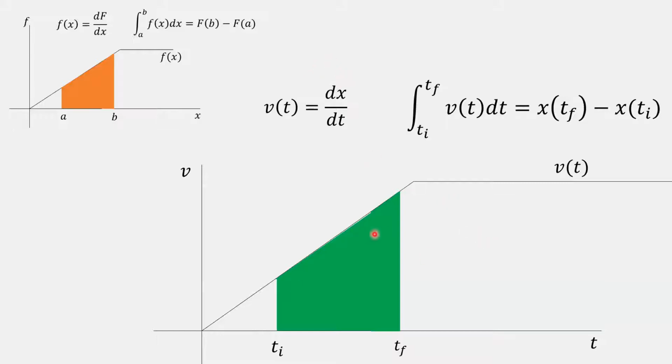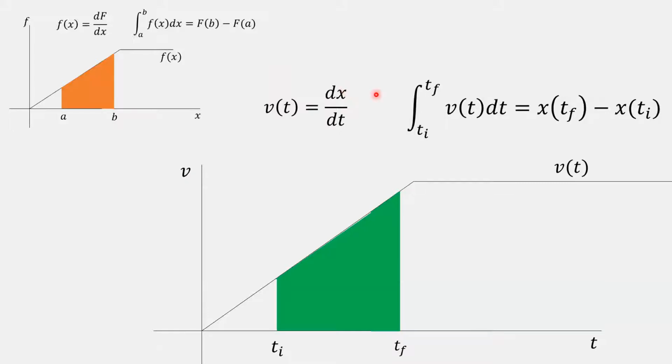So it's a little lazy that I didn't change the graph here, but let's just now pretend that this function is how velocity depends on time. So velocity is the time derivative. It's the rate of change of position. That's equivalent to saying that position is an antiderivative of velocity.